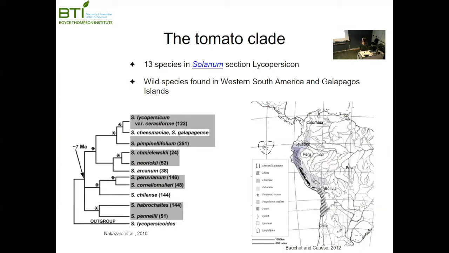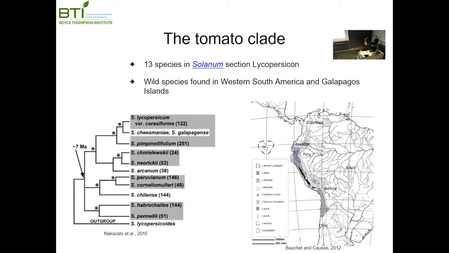The nice thing about these is that they can actually be crossed with varying levels of difficulty. The ones towards the bottom of the tree tend to have self-incompatibility and also unilateral incompatibility, which can make it a bit more difficult to cross those to cultivated tomato. The ones towards the top of the tree tend to be self-compatible. These are mainly found in Western South America, so Peru and Ecuador, as you can see on the map here.